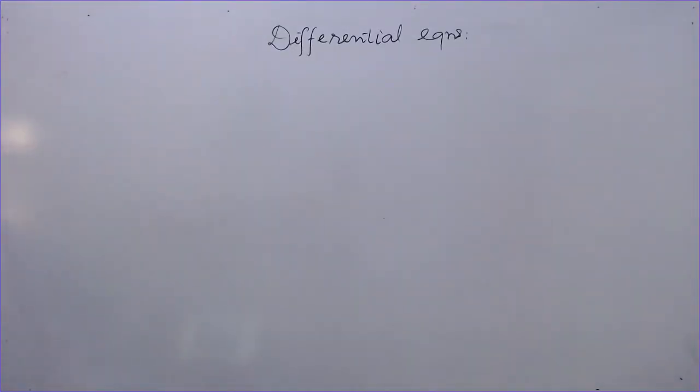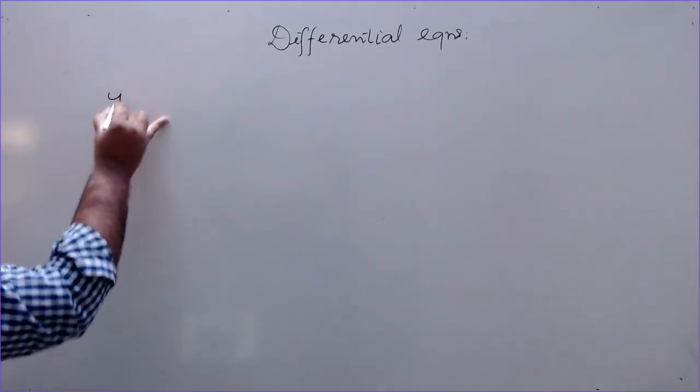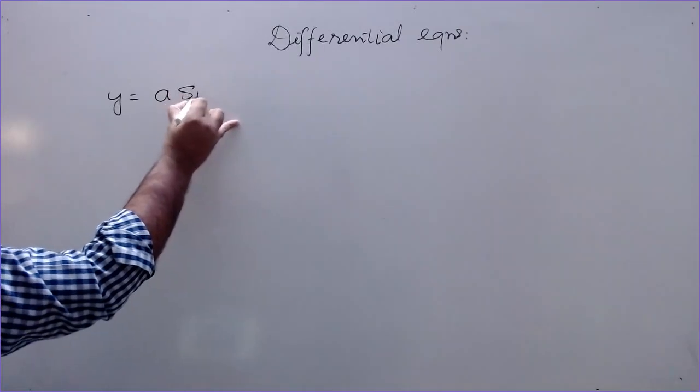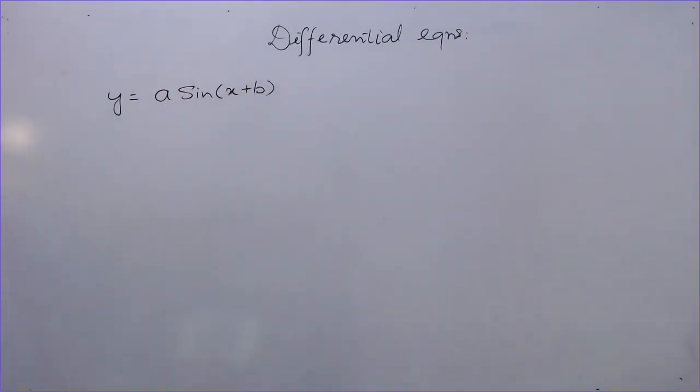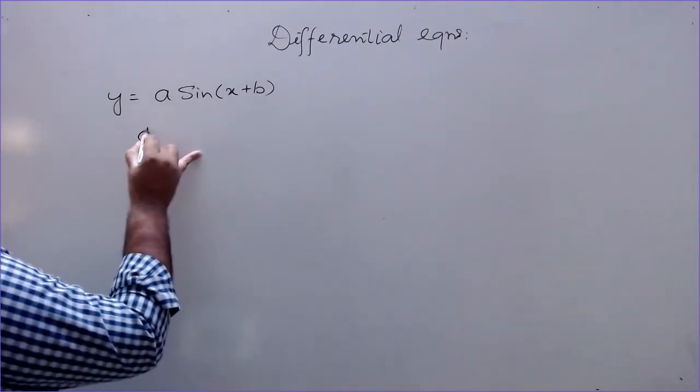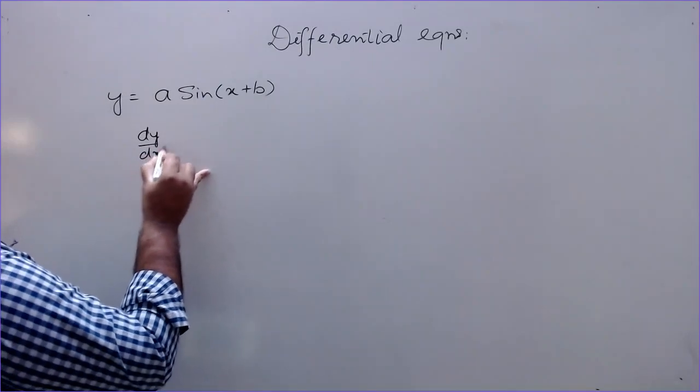One such example is y is equal to a sin x plus b. This is the equation. We have to form the differential equation representing the family of curves shown by this, where a and b are arbitrary constants. So differentiate this with respect to x.